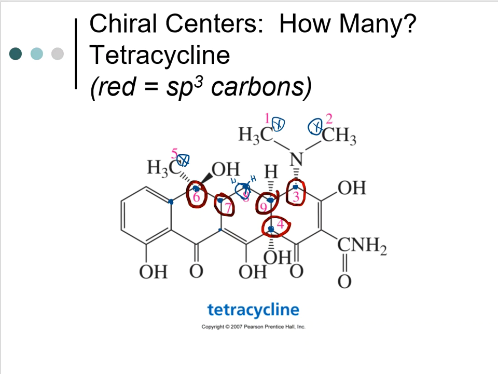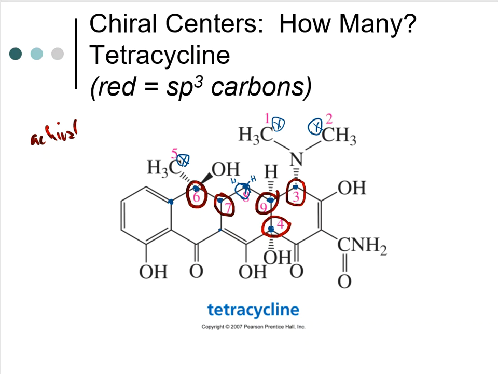So out of these 9 carbons that they wanted me to look at, 1, 2, 3, 4, 5 of them are going to be chiral. The other 4 are achiral. So keep that in mind. Achiral is the term that they use for something that does not have 4 different groups.